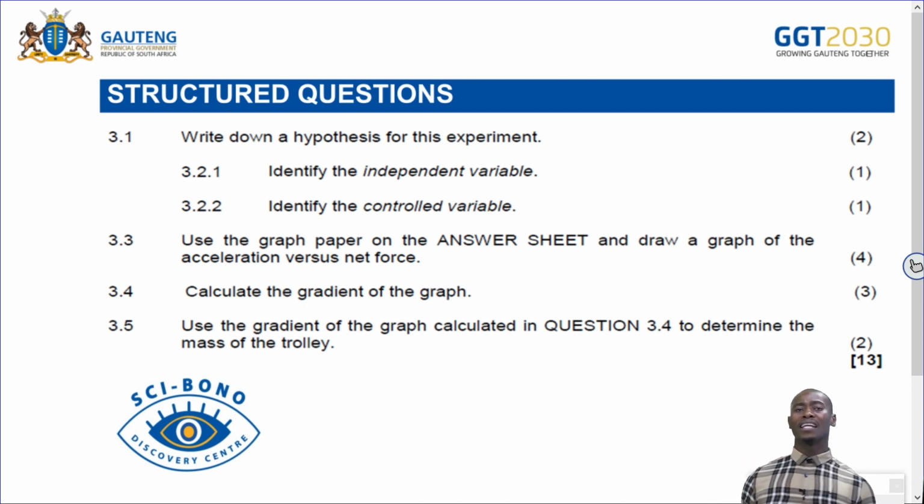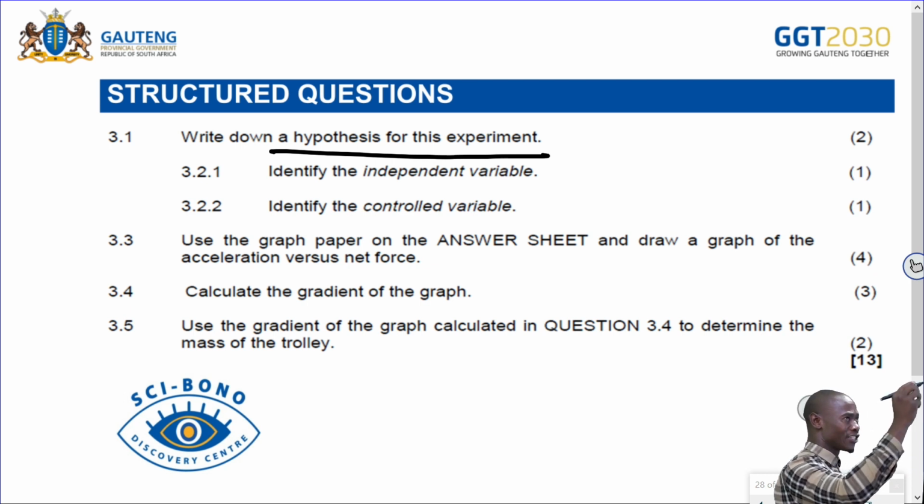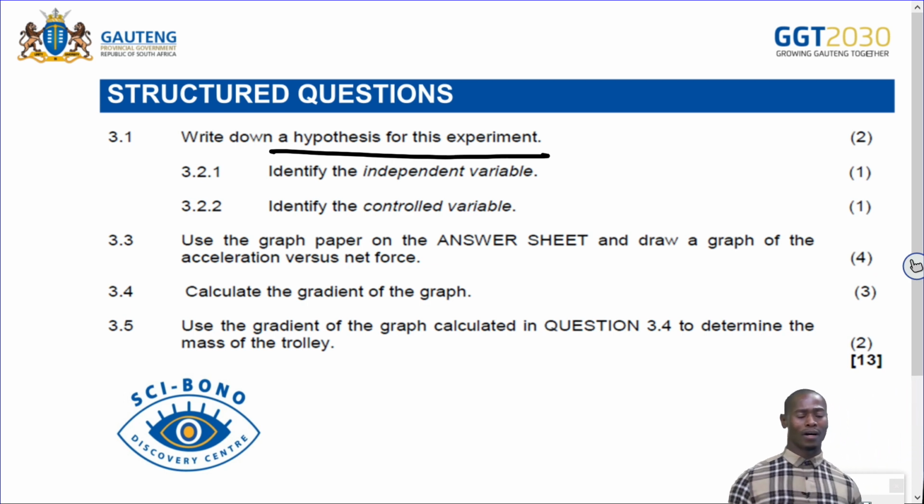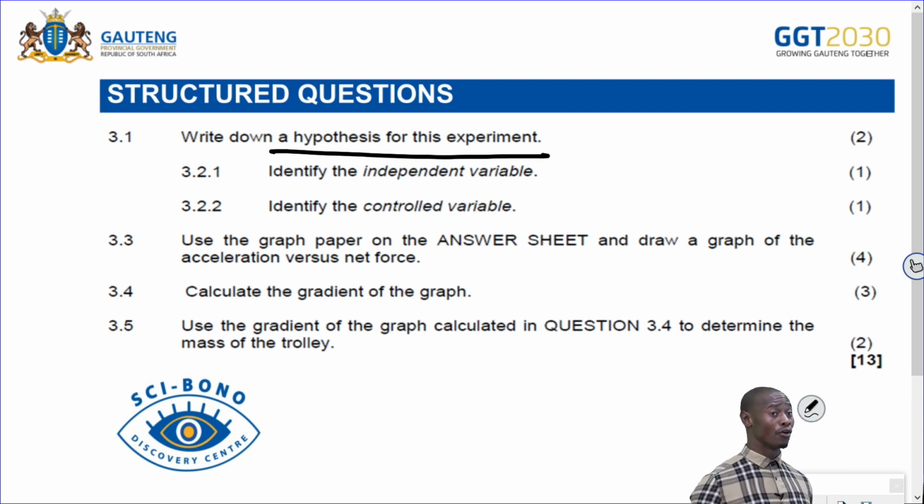Already you know. So you can't give us a hypothesis that is wrong, something that will never happen, right? You can't say, I'm expecting acceleration to be inversely proportional to the net force. You cannot do that. So according to Newton's second law, acceleration should be directly proportional to the net force. So the hypothesis will be: acceleration will be directly proportional to the net force, or as net force increases, we are expecting acceleration also to increase. That will be your hypothesis.